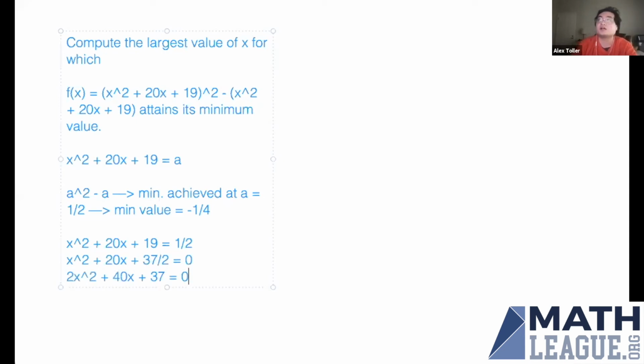Then you can just apply the quadratic formula, and that should give you negative 20 plus or minus the square root of 326, all over 2. You simplify. No, actually, you don't even have to simplify. 326 isn't a multiple of 4. So you're done, right? You just pick the larger value, that's going to be minus 20 plus root 326, all over 2. And we're done.